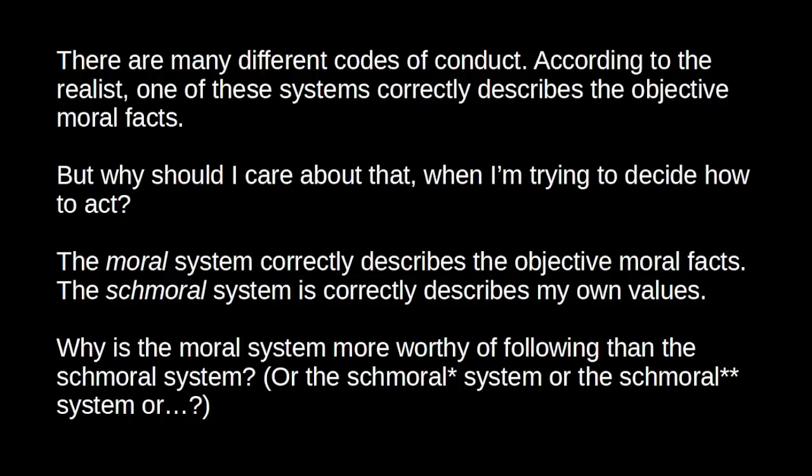Maybe some alternative system is more closely aligned with the things that I care about. So let's say that the moral system is the system that correctly describes the objective moral facts. But then there's the schmoral system. The schmoral system is the system that is most in line with whatever my values are. And of course, the schmoral system still provides true descriptions. It's just going to be true descriptions of my values and what's entailed by my values, as opposed to true descriptions of the objective moral facts. Okay, so why is the moral system more worthy of following than the schmoral system? Or indeed the schmoral star system, or the schmoral star-star system, or any other system of conduct?